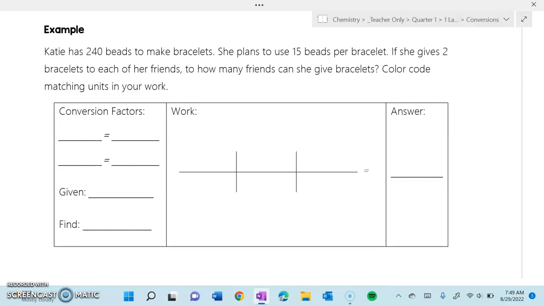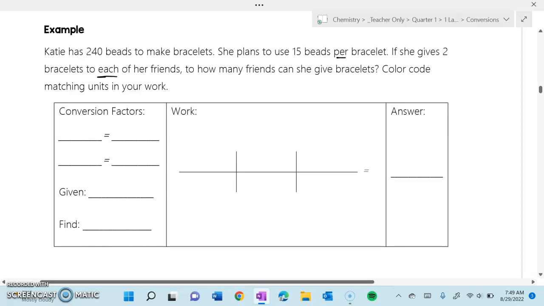All right, when we're looking for conversion factors, that's the first part of our work, we are going to be looking for a per, equal, in, every, and each. I see per here, and I see each here. Look for those first to identify conversion factors. This first one says there are 15 beads per bracelet. So our equality expression is 15 beads equals 1 bracelet.